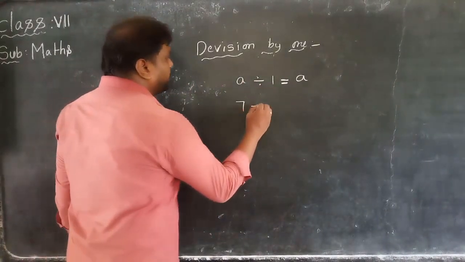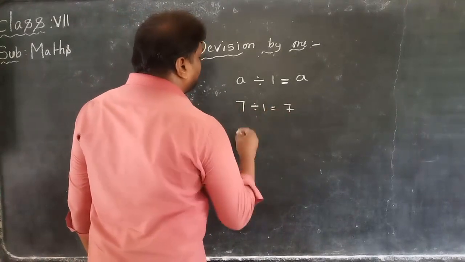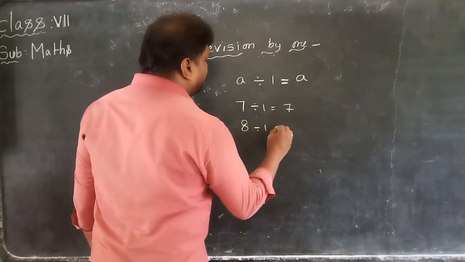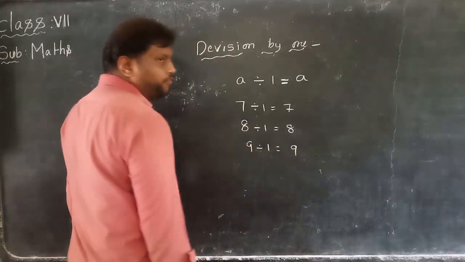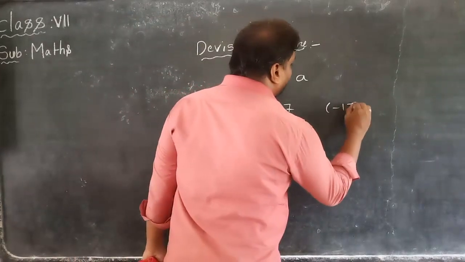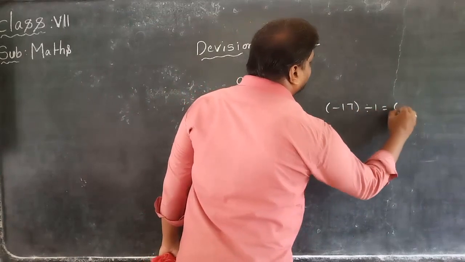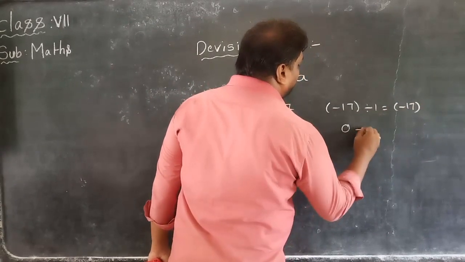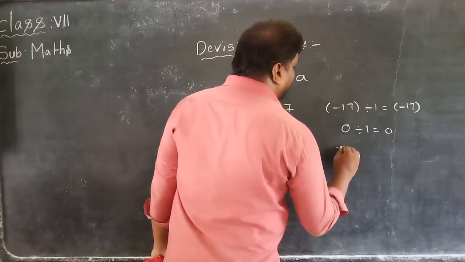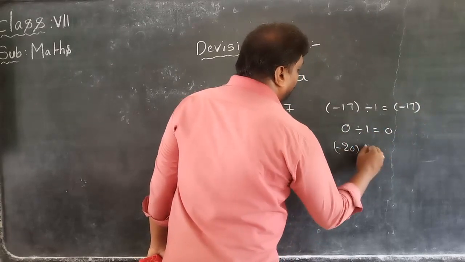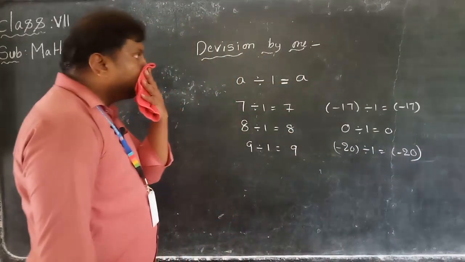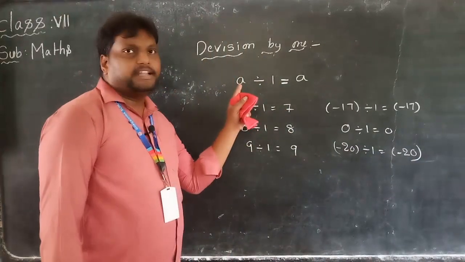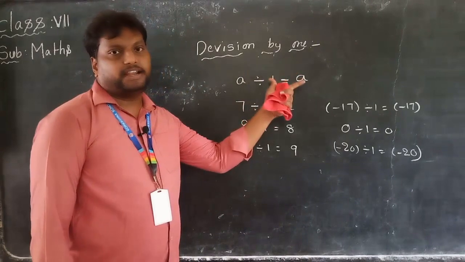7 divided by 1 is equal to 7, 8 divided by 1 is equal to 8, 9 divided by 1 is equal to 9. Not only positive integers: minus 17 divided by 1 is equal to minus 17, 0 divided by 1 is equal to 0, minus 20 divided by 1 is equal to minus 20. Thus any integer divided by 1 gives itself.